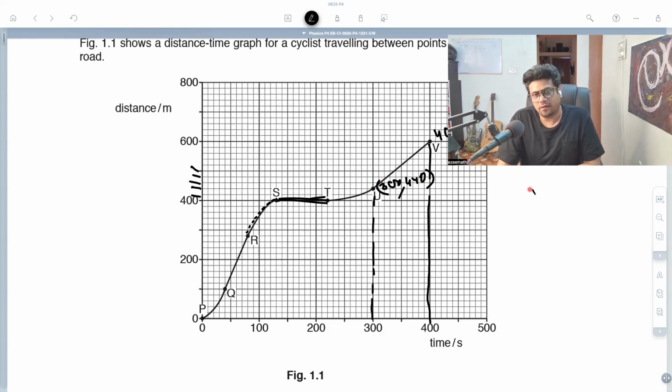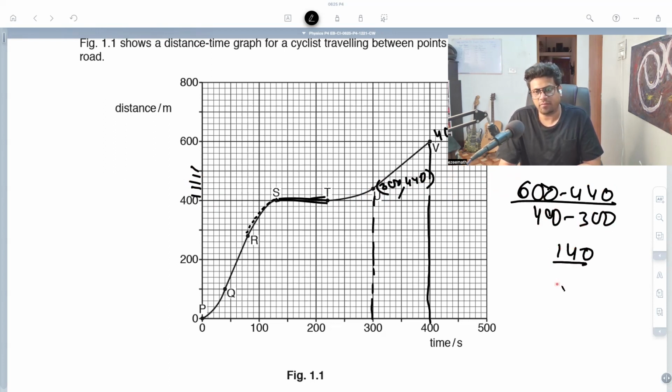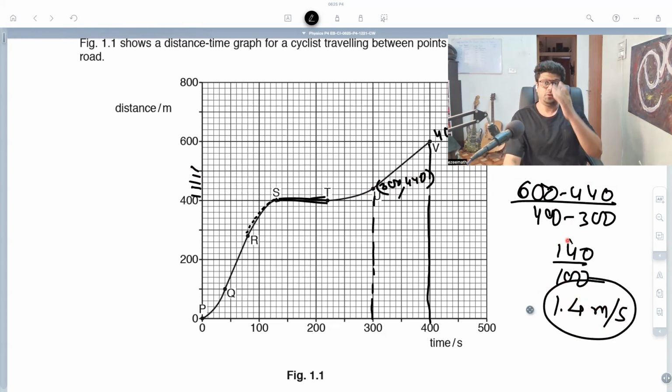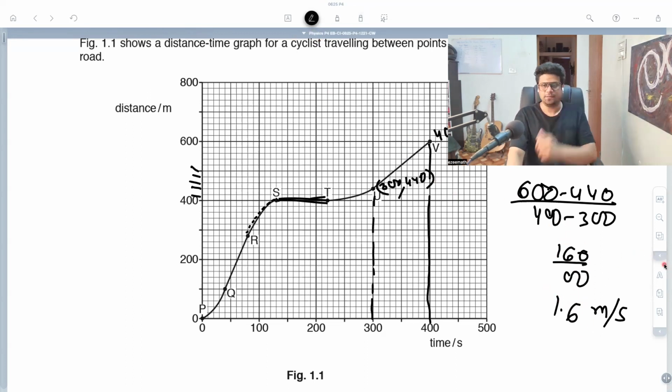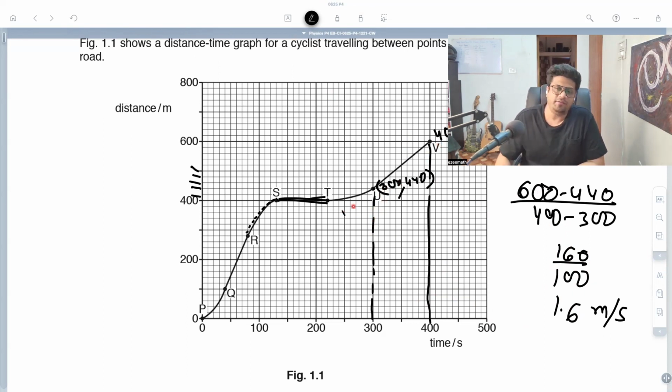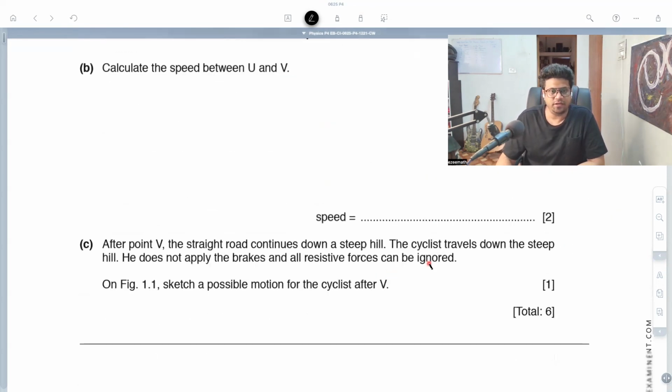So the speed is going to be 600 minus 440 divided by 400 minus 300. Oh no, 600 minus 440 is 160. So it comes out to be 160 divided by 100, which is 1.6 meters per second. That's it. 1.6 meters per second is the speed of the object between U and V. That's your answer. I could have written it there.